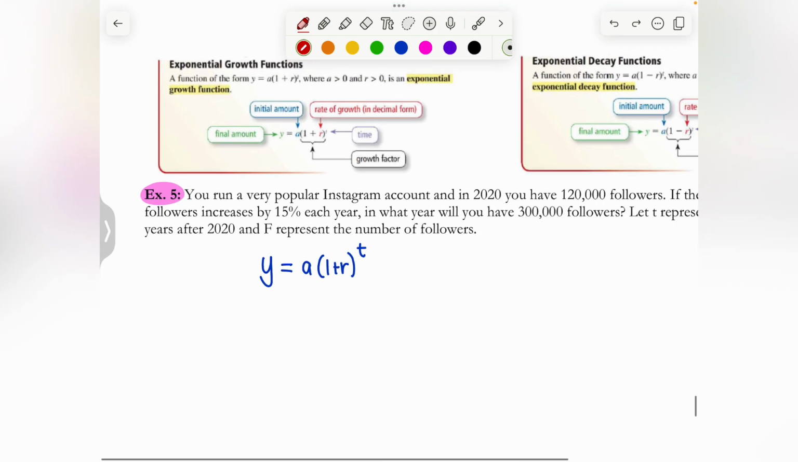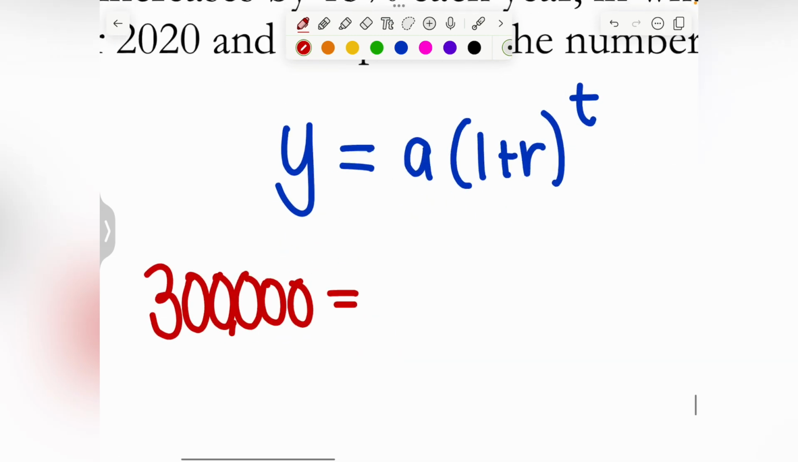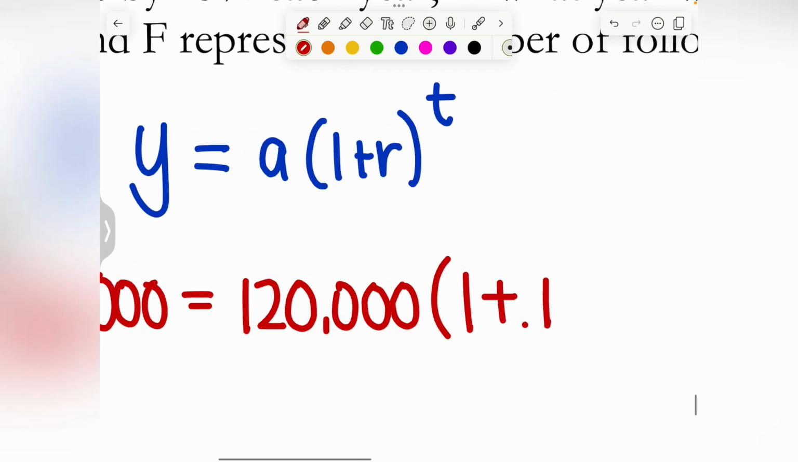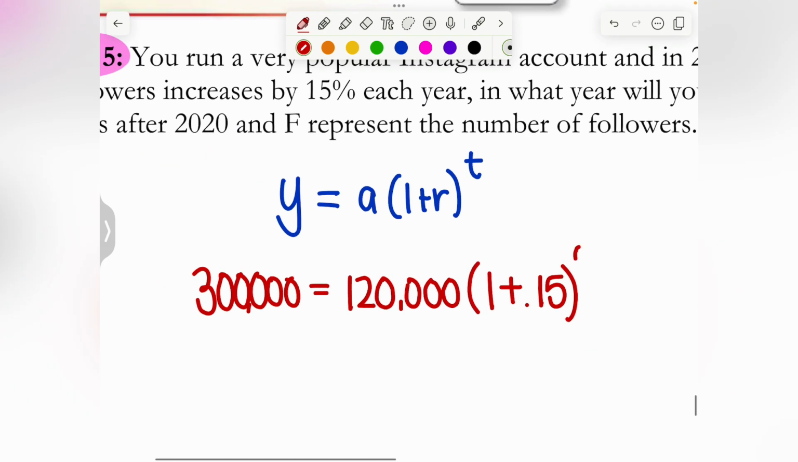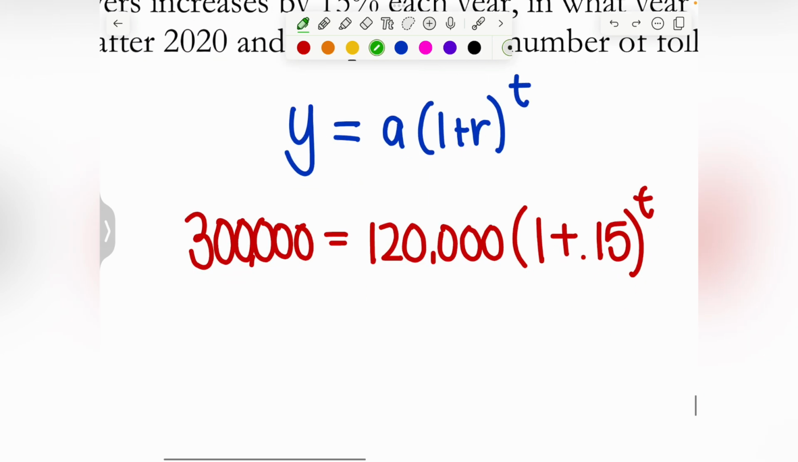Okay, so we want it to grow to 300,000. Right now, it's at 120,000. And your growth rate is 0.15, 15% per year. We're looking for time, okay? It's saying let F represent the number of followers, so that could be like this. It doesn't really matter. I'm using that growth model, and your first step is always to divide that starting amount over.